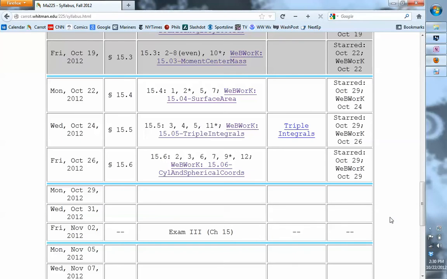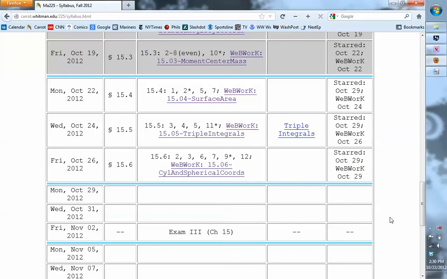Okay, you guys, here's the week ahead. Again, just a section a day. A lot like last Friday, 15.4 is a pretty quick section. It introduces the notion of computing surface area using a double integral.